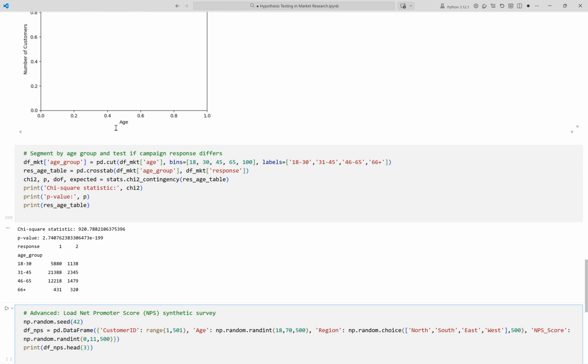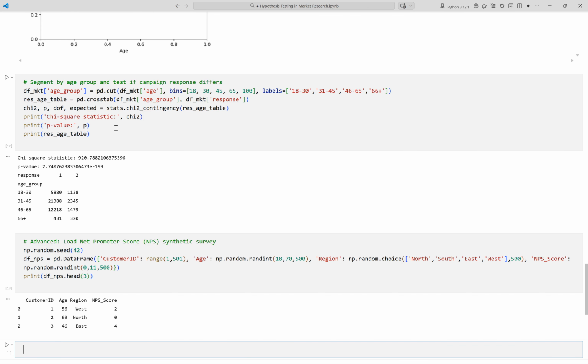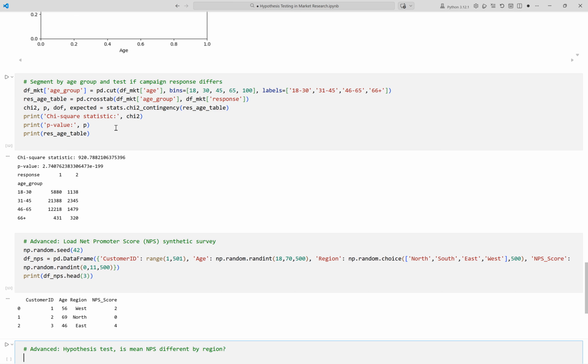Running the cell now. This output shows the first 3 rows of a synthetic Net Promoter Score (NPS) survey dataset, where each row represents a unique customer with their age, region, and NPS rating from 0 to 10. Notice the diversity in ages and regions alongside varied NPS scores, reflecting how real survey data captures different customer segments and satisfaction levels. This preview confirms successful data loading and structure, crucial before exploring group differences or testing hypotheses in market research. A leadership-level question: does Net Promoter Score vary by geographic region?